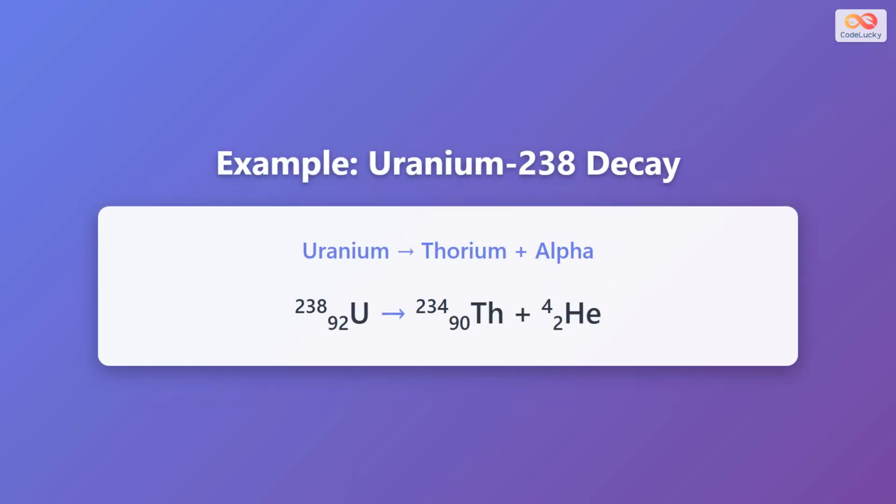Let's examine a real example. Uranium-238, with 92 protons, undergoes alpha decay to form thorium-234 with 90 protons, plus an alpha particle. Notice that the mass number decreased from 238 to 234, and the atomic number decreased from 92 to 90.